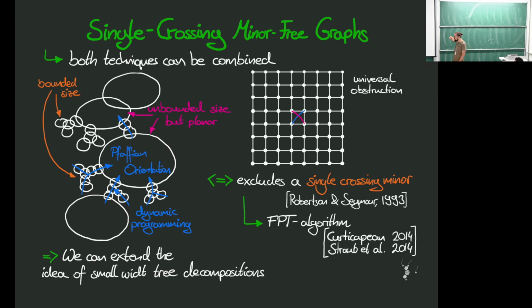The main argument to take away from this is that we don't really rely on decompositions having small width. We still can do something if the unbounded size bags have some additional property, in this setting that they are planar. Then still there is something we can do.